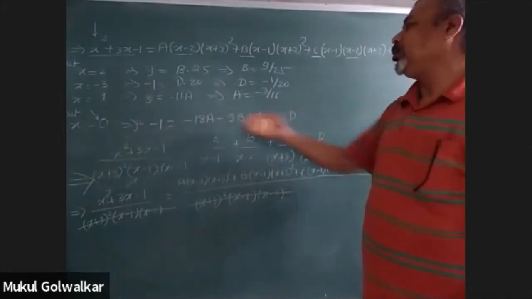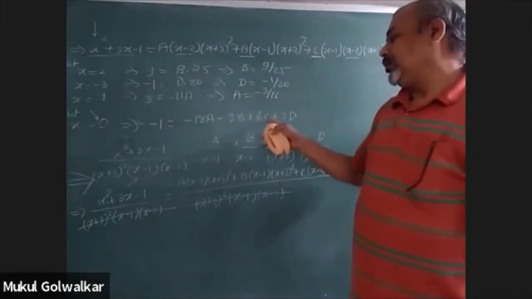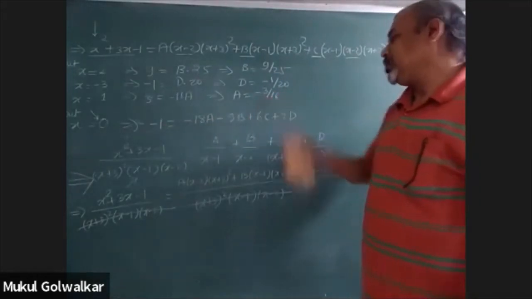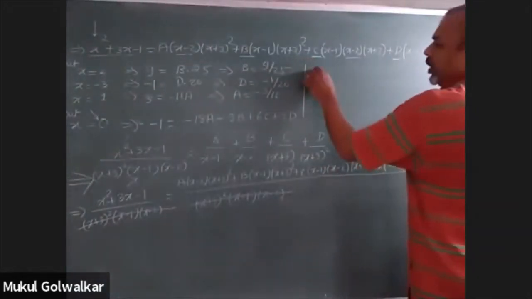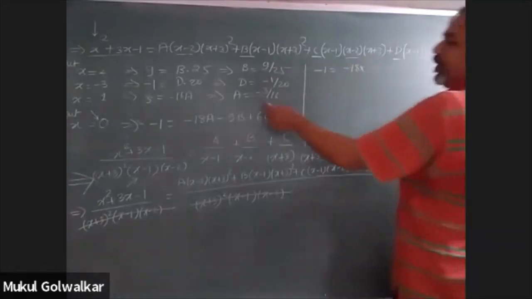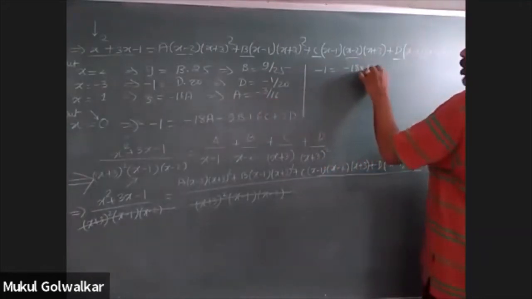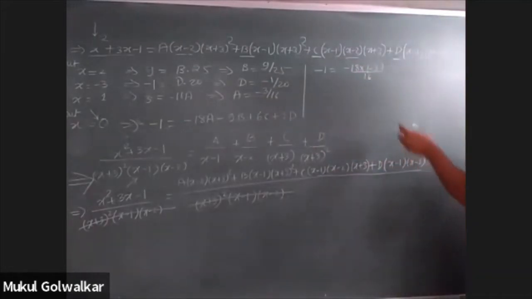And b, d, and a, these three numerical values we are having, so we shall be in the position to calculate the value of the leftover constant c. It is time consuming, but we are doing that. So minus 1 is equal to minus 18 into the value of a, minus 3 upon 16. So this is one quantity.